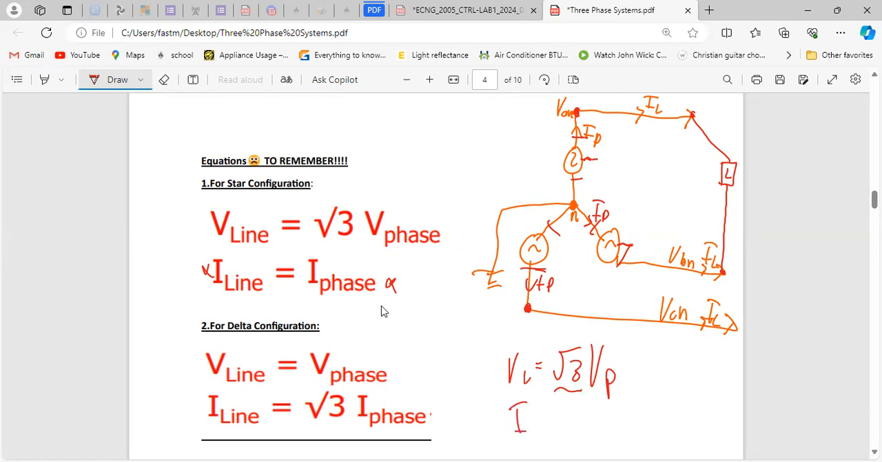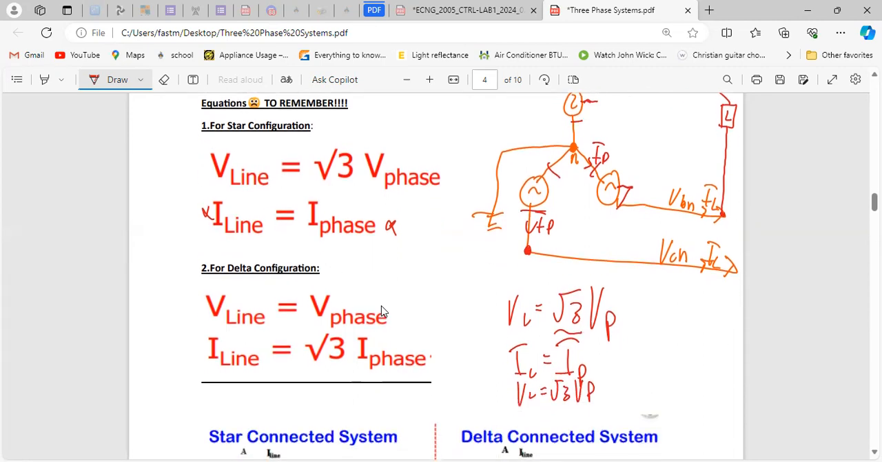Just to keep life simple. So since I know I line is equal to I phase, if I wanted the equation for the V line, it would just be V line is equal to root 3 V phase. That's how I remember it. Yeah? And because I remember star, delta is just the opposite. So for the delta, I line will equal root 3 I phase, and the voltage will be the same for the delta.